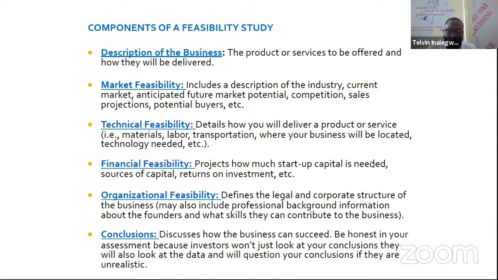Then your technical feasibility. This tells us how you will deliver a product or service. The materials that you need, the labor, the transportation of your materials, the transport cost, all the costs that you are incurring. Where your business will be located, the kind of technology that is needed, etc. These are your technical feasibility.